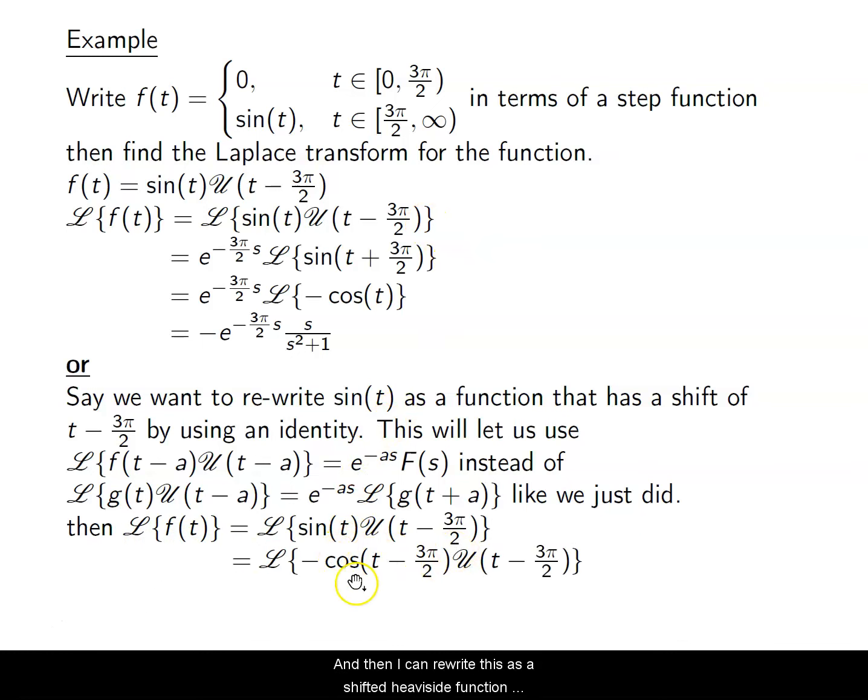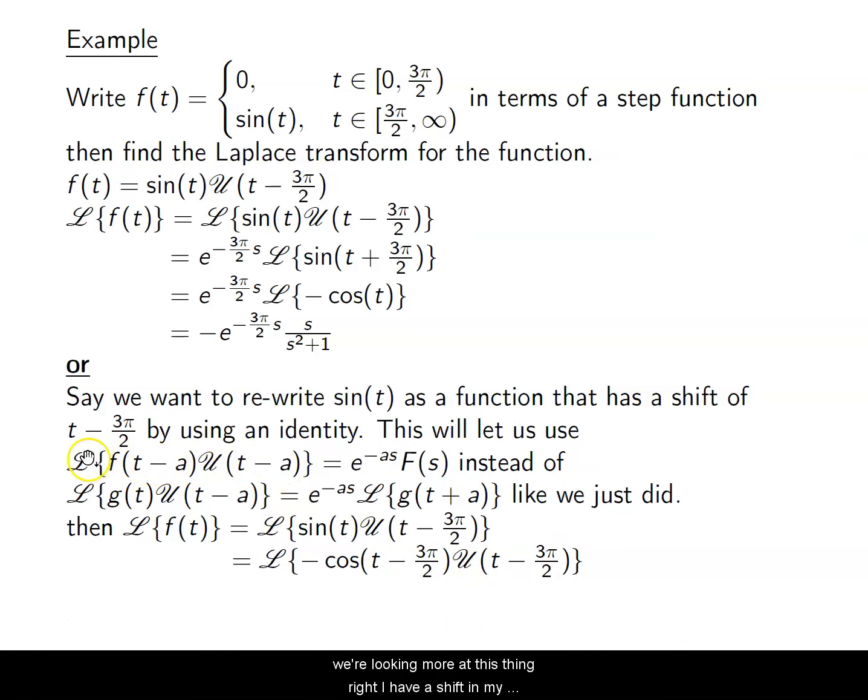And then I can rewrite this as a shifted Heaviside function that starts at the same place, right? And again, that's just going with the identity. So I can rewrite sine of t as another trig function that has that shift inside of it already, right? So that would be negative cosine of t minus 3 pi over 2. So now my function agrees with my Heaviside function.